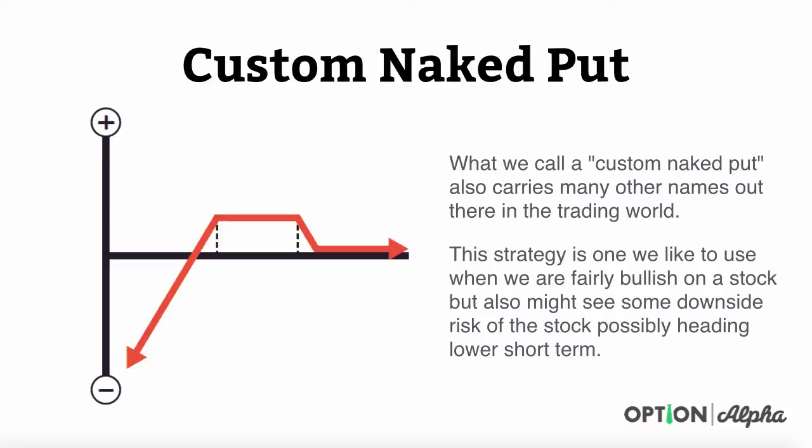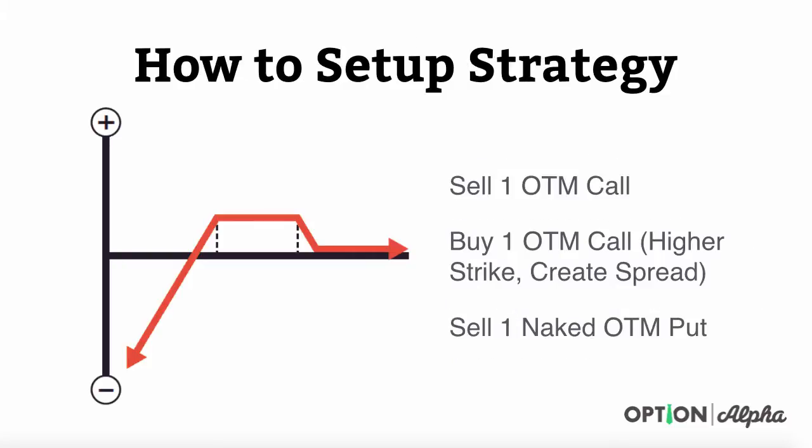And in today's video, I want to cover a custom naked put option. So again, what we call a custom naked put also carries many other names out there in the trading world, but this is what I've always known it to be. It's just a custom order, a different way of building two different strategies into one single trade and order. This strategy is one we like to use when we're fairly bullish on a stock, but also might see some downside risk of the stock possibly heading lower short term. So we want to build some of that into our strategy. So this is how we set up the strategy.